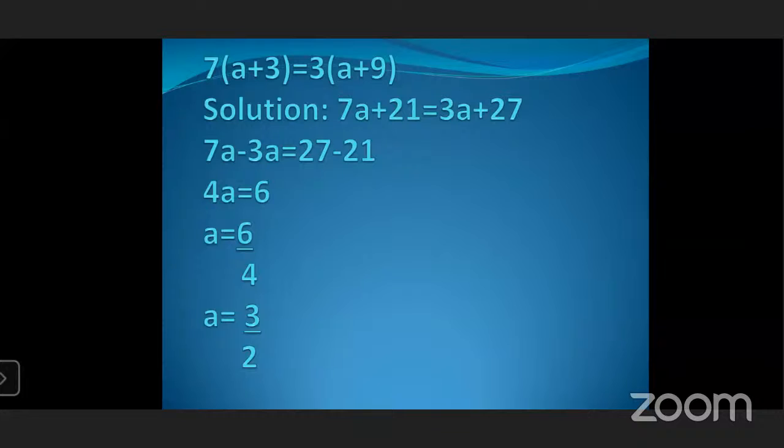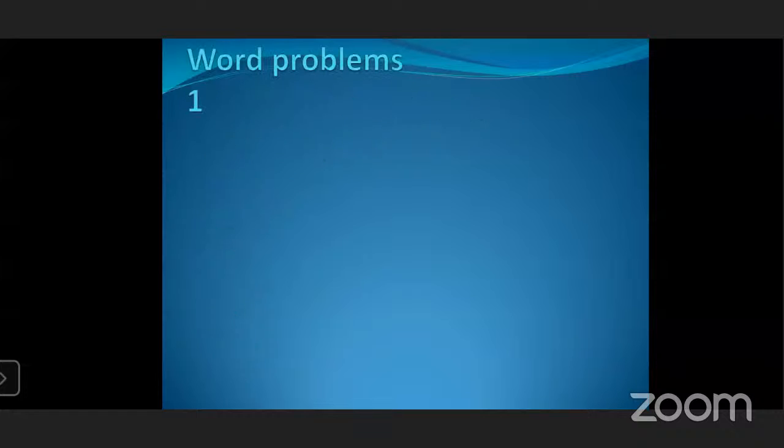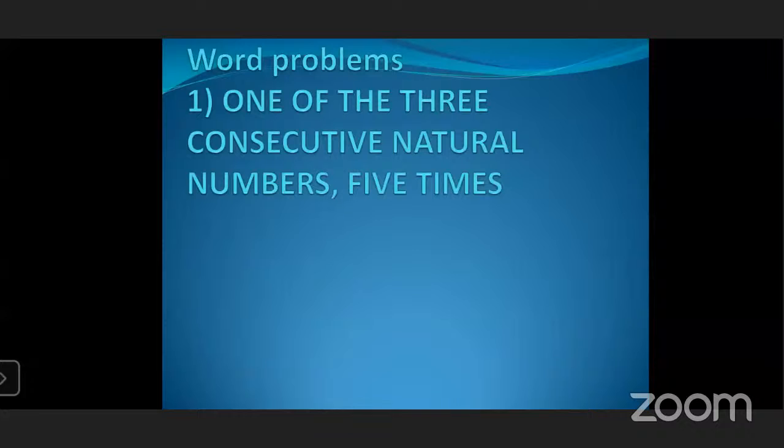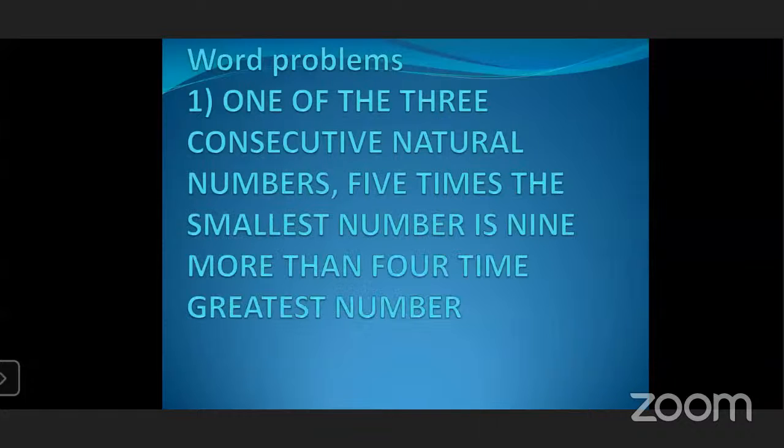7a minus 3a will give you 4a. 27 minus 21 will give you 6. Now 4a is equal to 6. Now 4 into a, if you divide by 4 on both sides, you get 4a upon 4 is a, and 6 upon 4 is 3 upon 2. So the solution for this equation is a is equal to 3 upon 2.